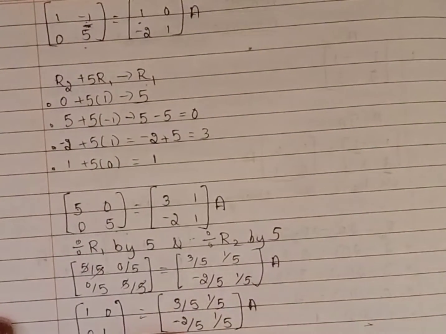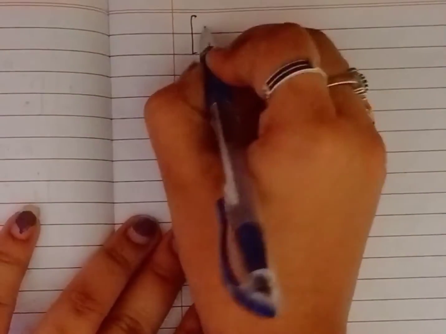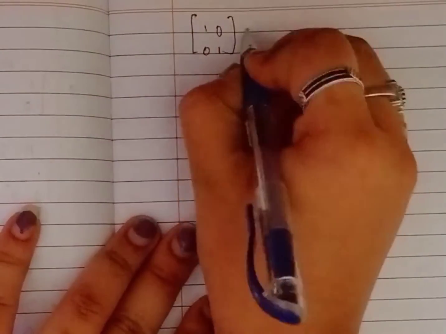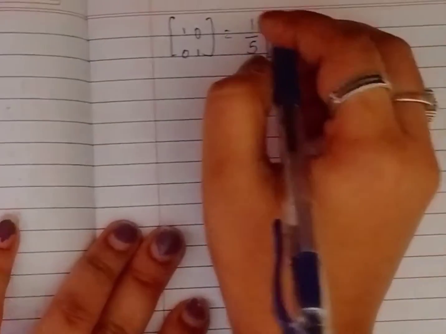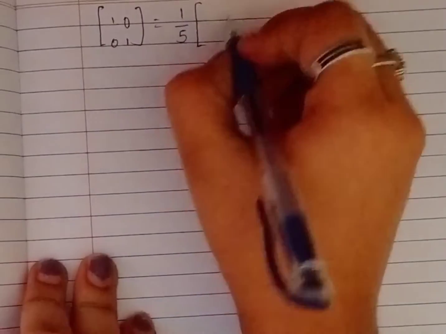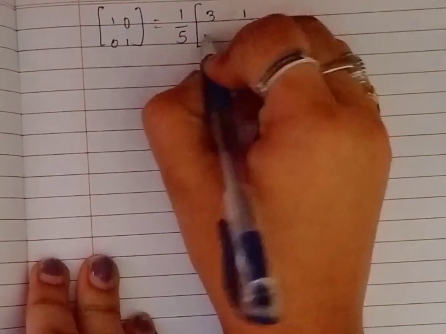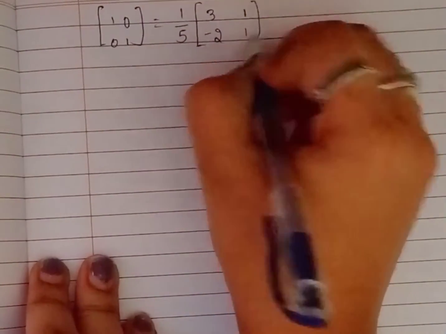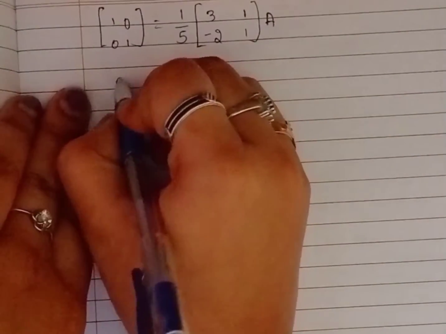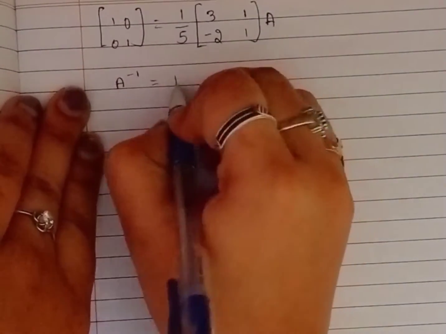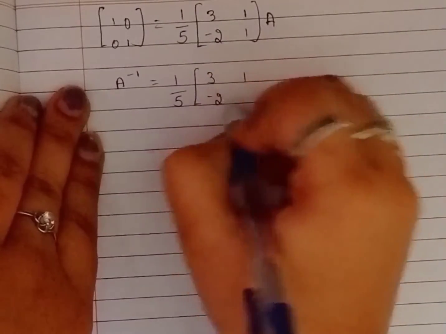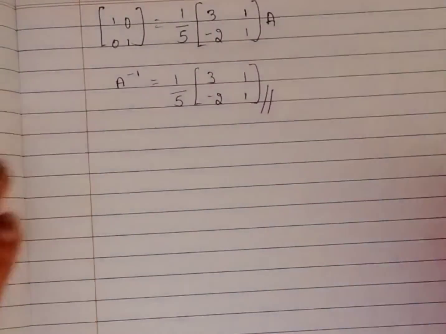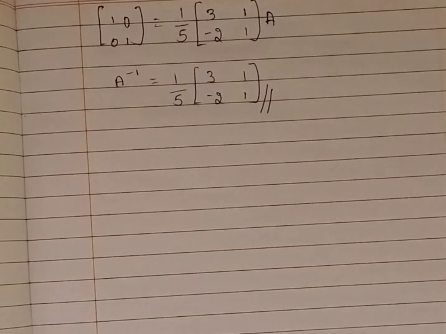Or we can write this whole as the identity matrix equals, if we take 1 by 5 common outside, 1/5 times [3, 1; -2, 1] into A. Here we can observe A inverse is actually 1 by 5 times [3, 1; -2, 1]. Okay, we found out A inverse of the first one.